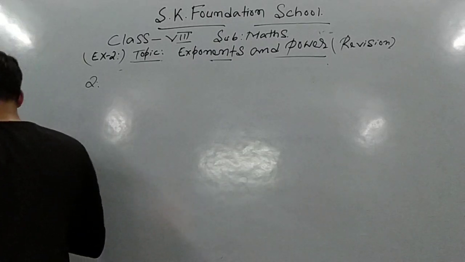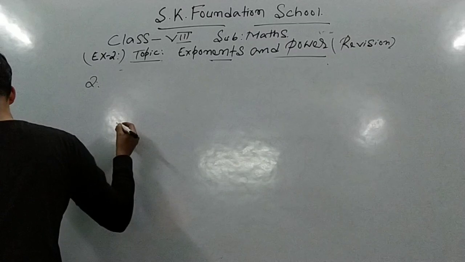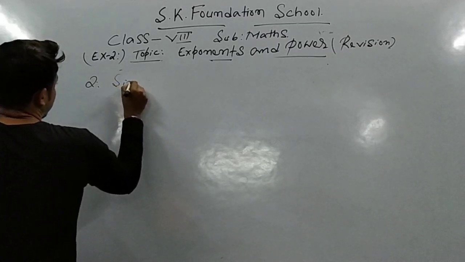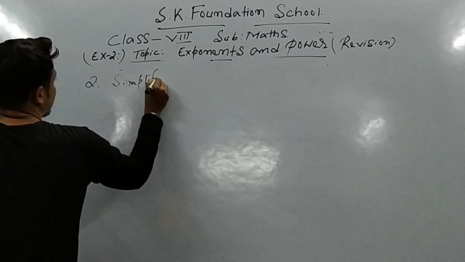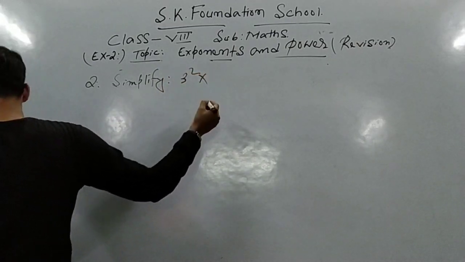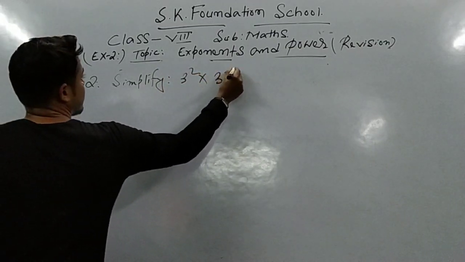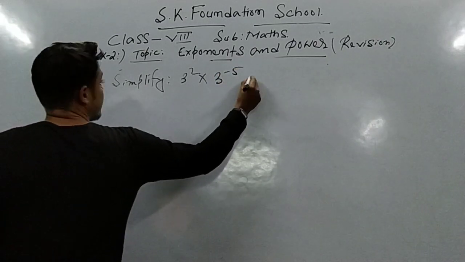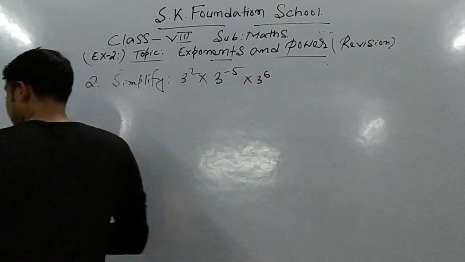Okay, next another example. Simplify. 3 square, 3 to the power minus 5, 3 to the power 6, okay.